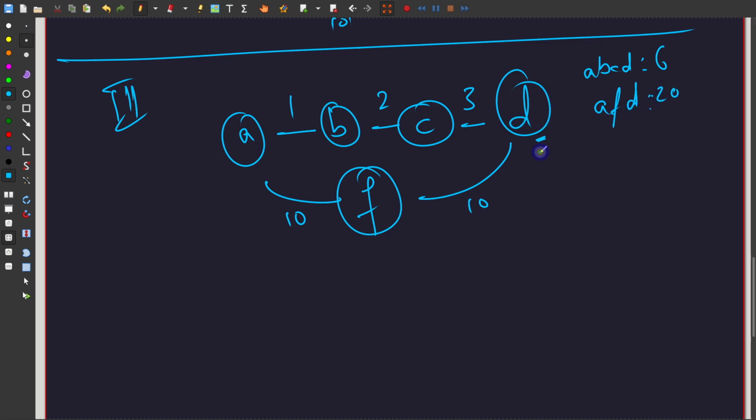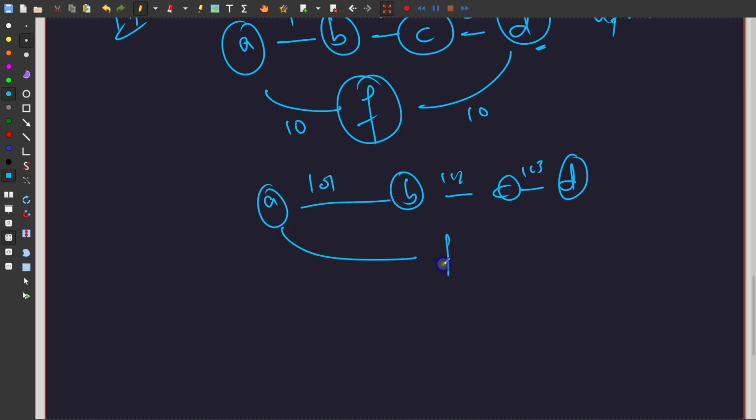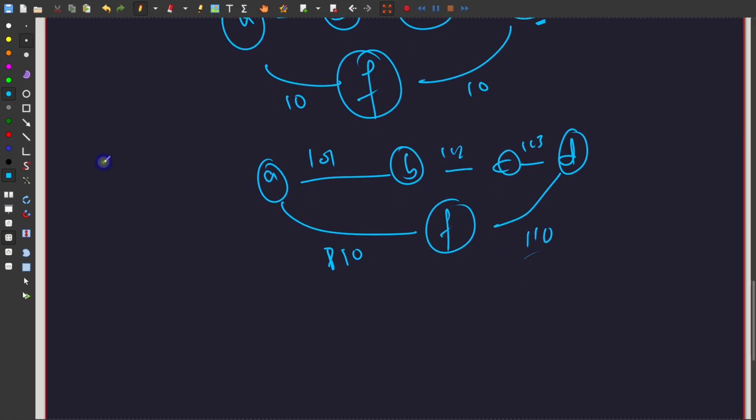20. Awesome. Now notice what happens if I add 100 to everything, right? If I add 100 to everything here, you would get 101, 102, 103, and F would become 110. What am I doing? And this would also become 110. Now notice, if I write ABCD, the cost of ABCD now is 306, whereas the cost of AFD is now in fact, guess what, 220.